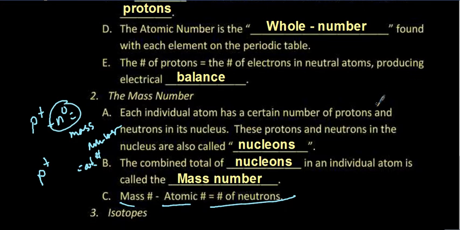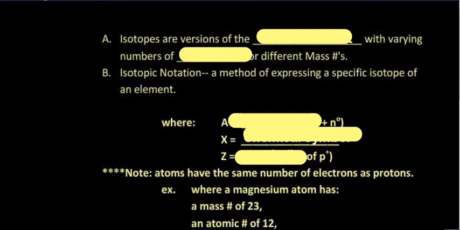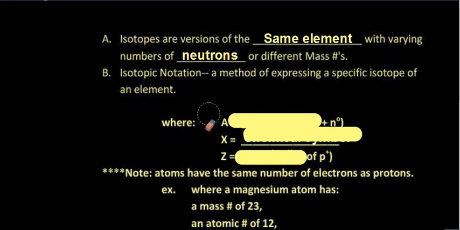And it is just because we can have different numbers of neutrons in the nucleus, but still be within the same element. These are called isotopes, which takes us to the next page. Isotopes are just versions of the same element with varying numbers of neutrons, or different mass numbers.